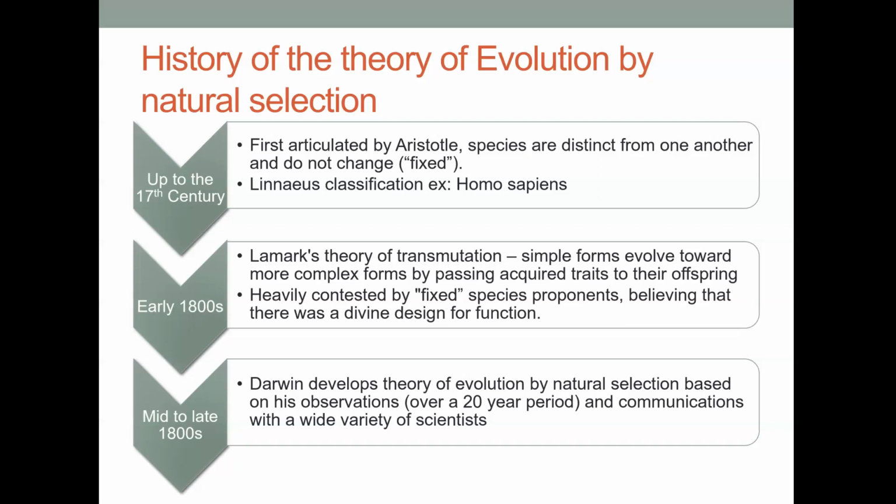There were various ideas that came forward. One idea was Lamarck's theory of transmutation, and basically this said that we're evolving towards complexity. In other words, as generations move forward, we get more and more complicated because we're passing on these acquired traits. In other words, what we do during our lifetime, we can pass on to our offspring. And this has been proven not to be true.